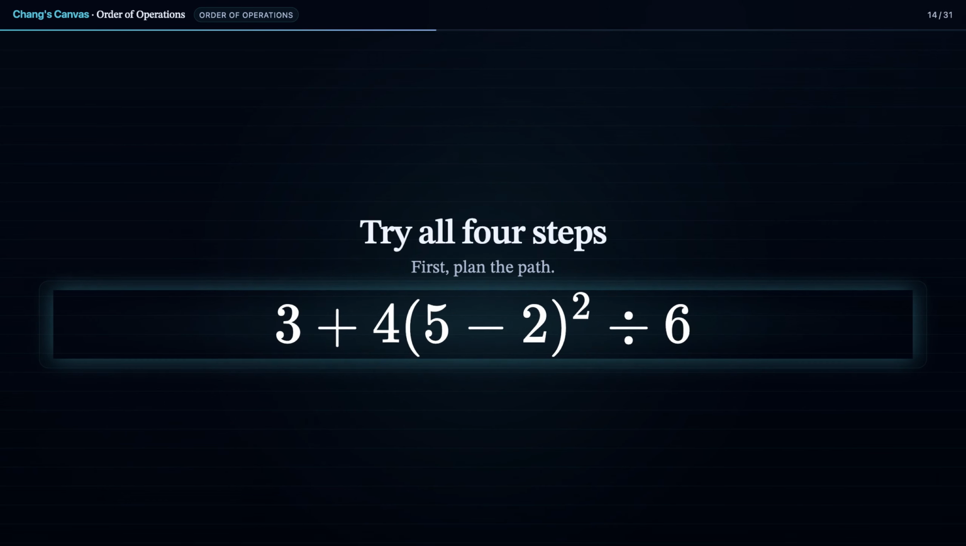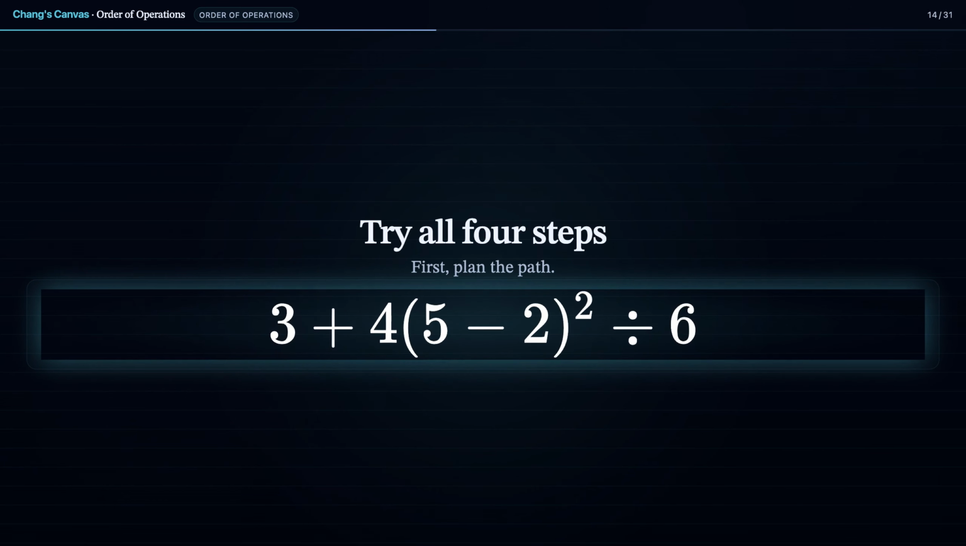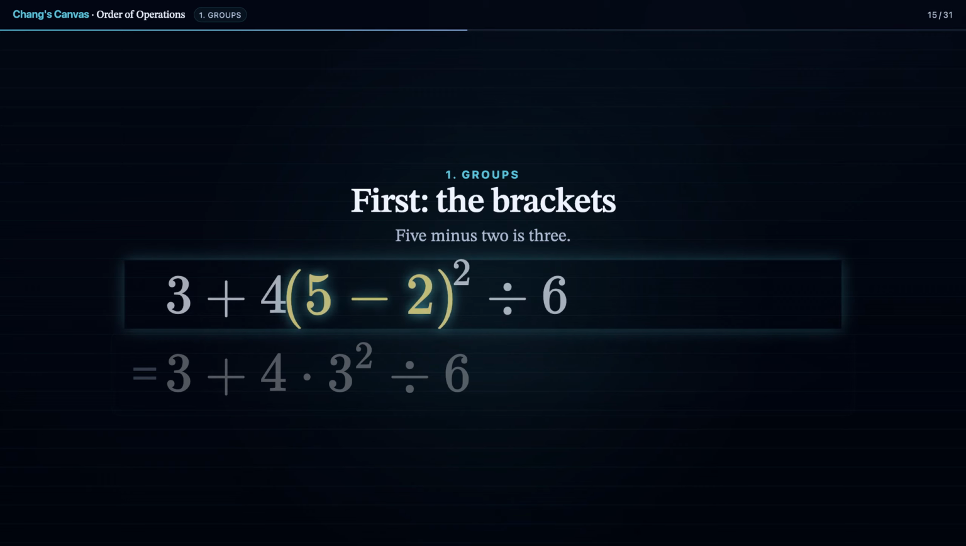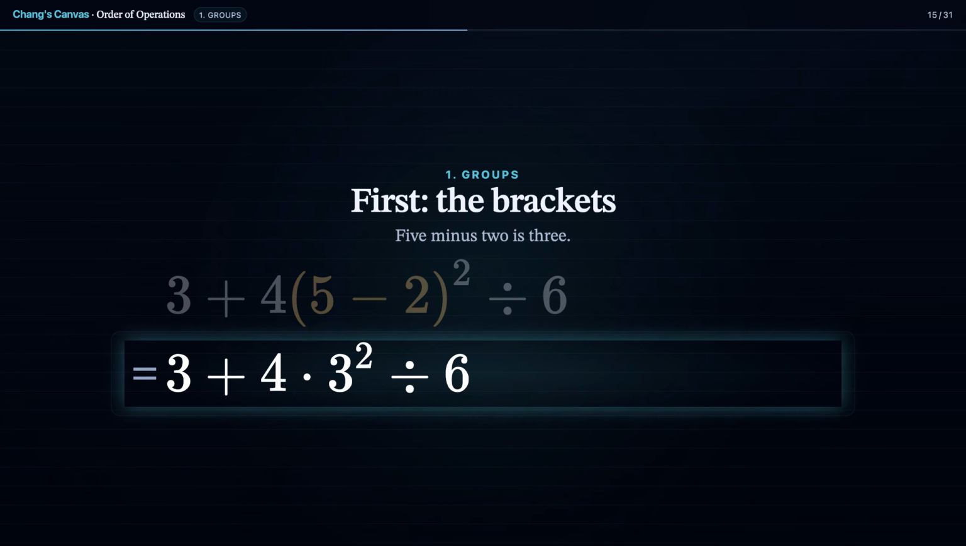Now let us use all 4 steps. Do not rush. First, find the brackets, then the power, then the multiply and divide level, and finally the addition. Start inside the brackets. 5 minus 2 is 3. Copy everything else without changing it.